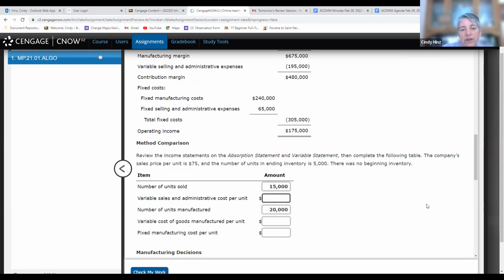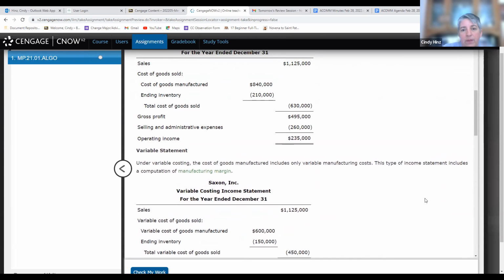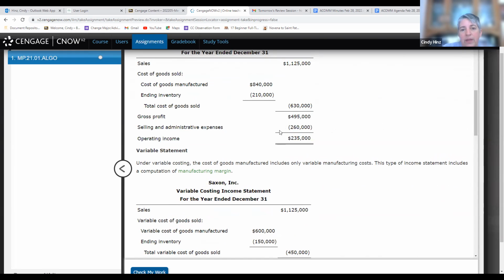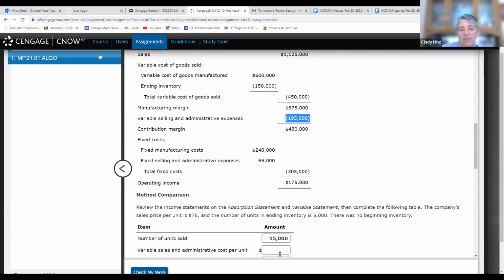The next question is our variable sales and administrative costs per unit. Here on the absorption costing, our selling and administrative expenses are the period expenses, and they are all lumped together regardless of whether they are fixed or variable. But under variable costing, we subtract all of the variable costs to find our contribution margin. And so it was necessary that we separate out the variable from the fixed. So our variable selling and administrative expenses were 195,000.